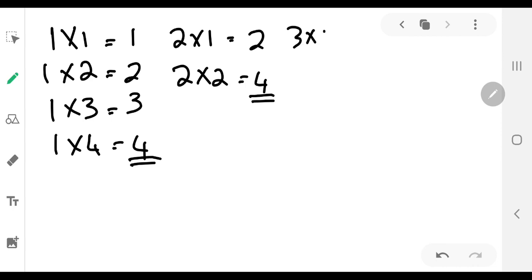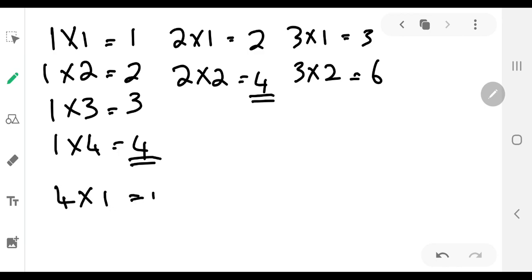3 times 1 is 3. 3 times 2 is 6. Oh, but it's too big, so 3 is not a factor. What about 4? 4 times 1 is 4. There we go. It's a factor. We can't take 5 because 5 is already too big. So therefore, the factors are 1, 2, and 4. Does it make sense? Yes.